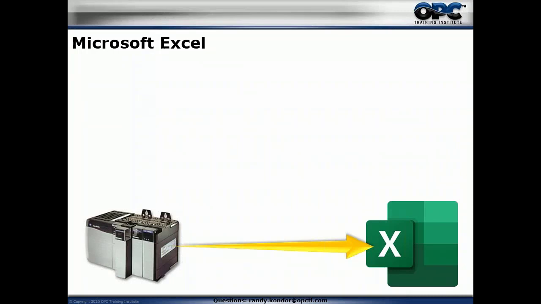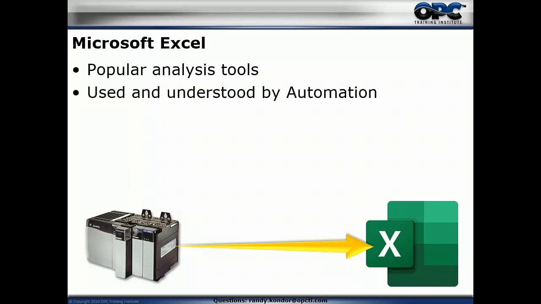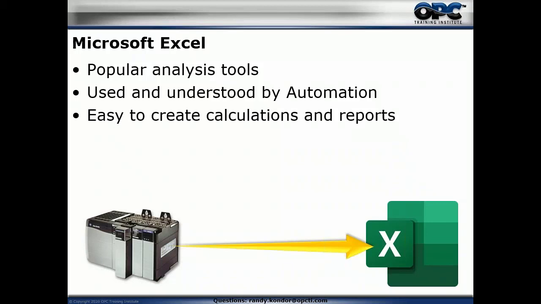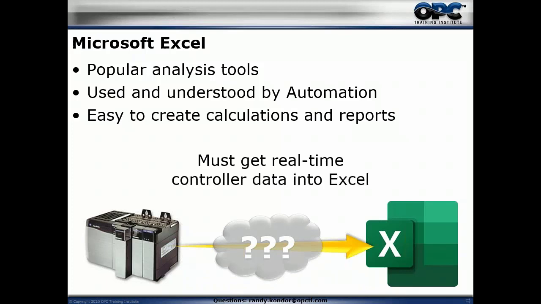What is the problem we're trying to solve? We've got a PLC. We want that data in Excel. It happens that Excel is obviously a very popular data analysis tool, and it's used by automation people a lot. And why? Because automation folks understand how to do their calculations. They understand how to use Excel. They understand PLC data as well. And it's easy to create the reports and the calculation, but the only problem is how exactly do we get the real-time data into Excel.